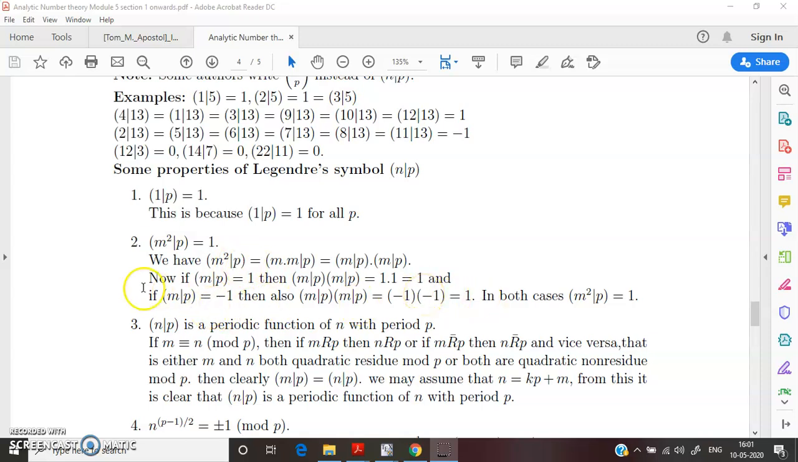There is no doubt in that. In case m is not a quadratic residue mod p, then m over p is minus 1. In that case also, minus 1 times minus 1 is 1. So in that case also, m square over p is 1.